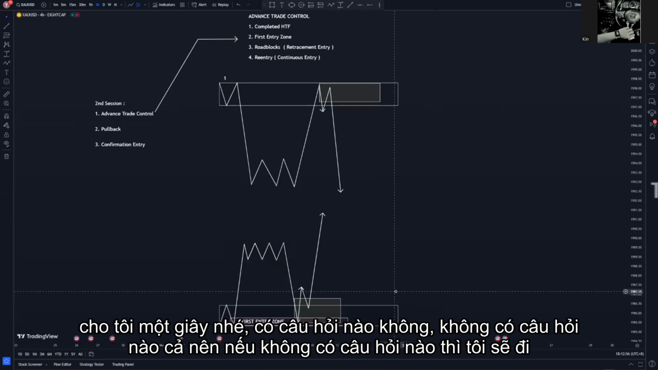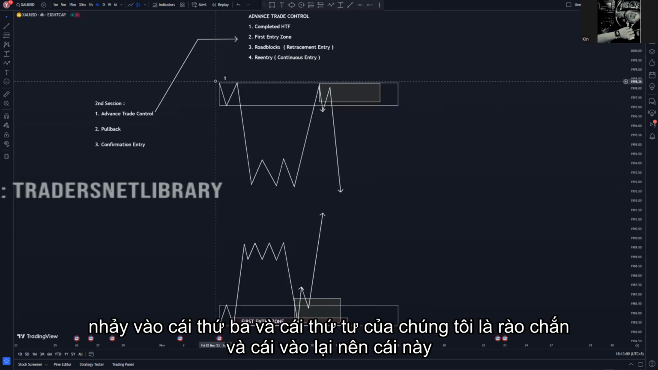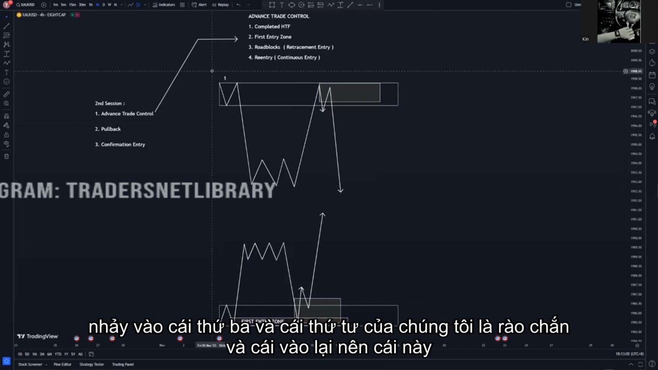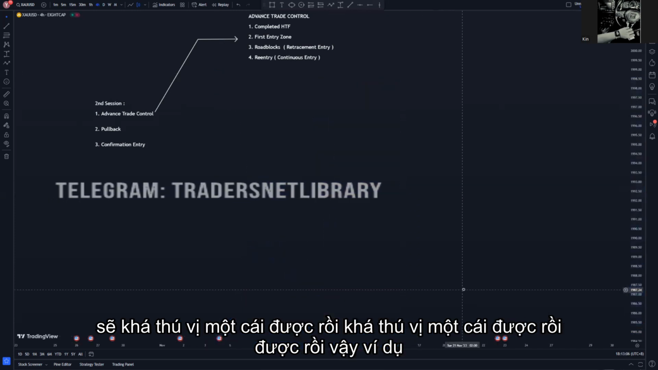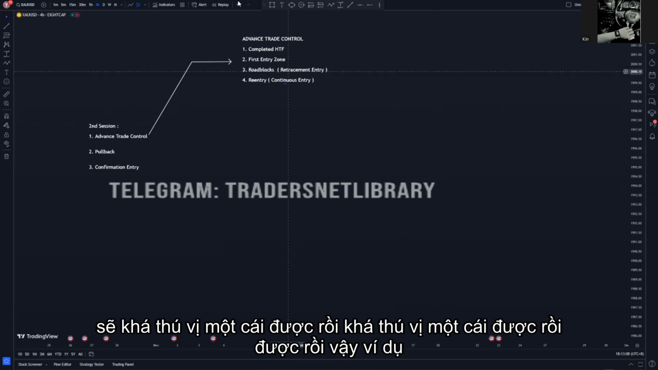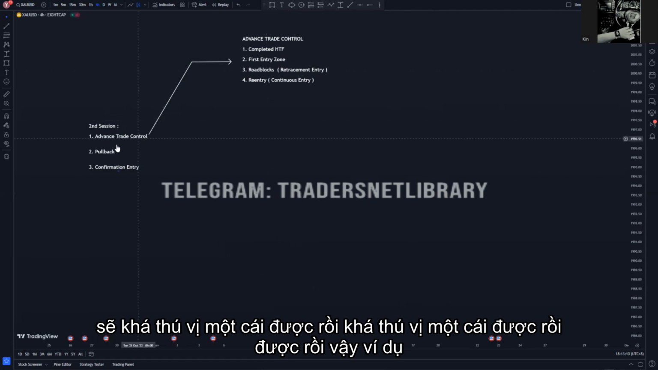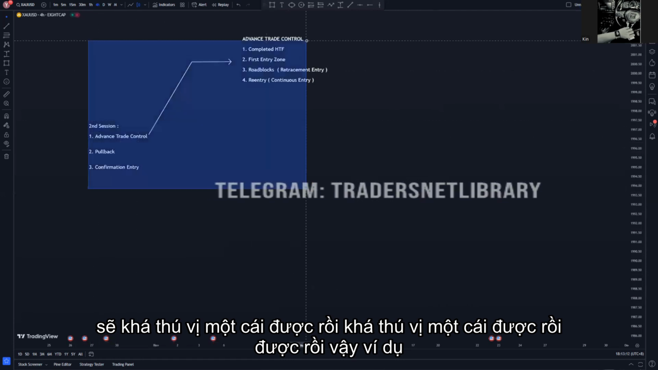All right, so if there is no question, I'm going to jump into our third and fourth one, which is the roadblocks and the re-entry. This one will be quite interesting.